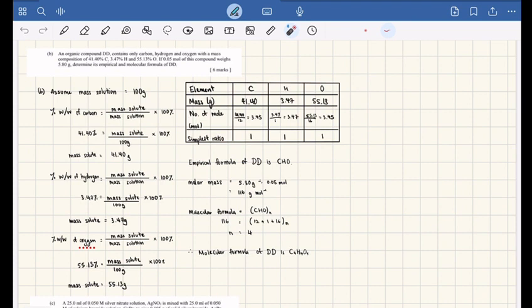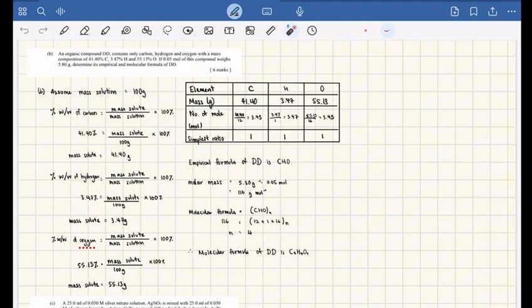Okay, next question. An organic compound D contains only carbon, hydrogen, and oxygen with a mass composition of 41.4% carbon, 3.47% hydrogen, and 55.13% oxygen. If 0.05 mole of this compound weighs 5.8 grams, determine its empirical and molecular formula of D.